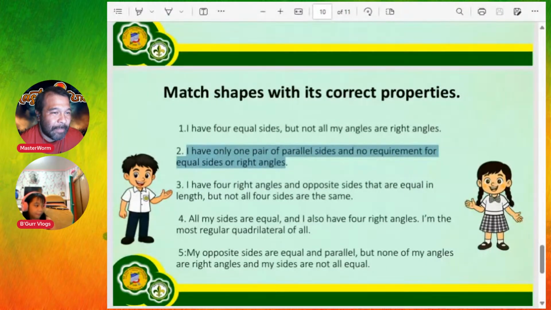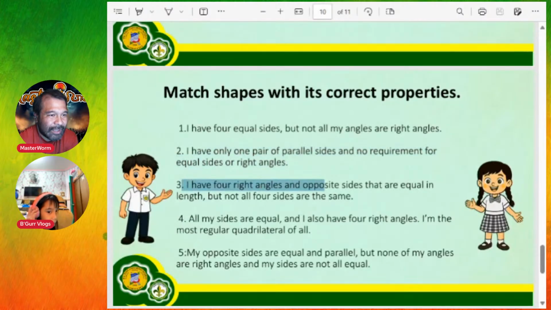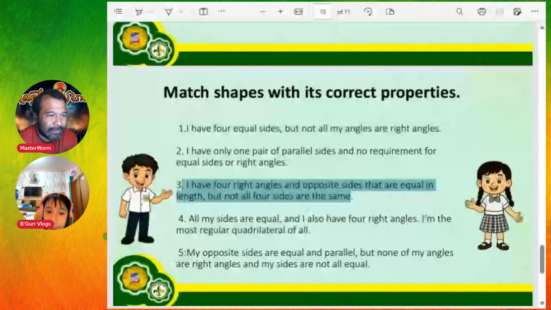A trapezoid is a broad category, and there are more specific quadrilaterals like isosceles trapezoids or right trapezoids. I don't want to discuss that now, maybe later. So the next question is: I have four right angles, the opposite sides are equal in length, but not all four sides are the same.